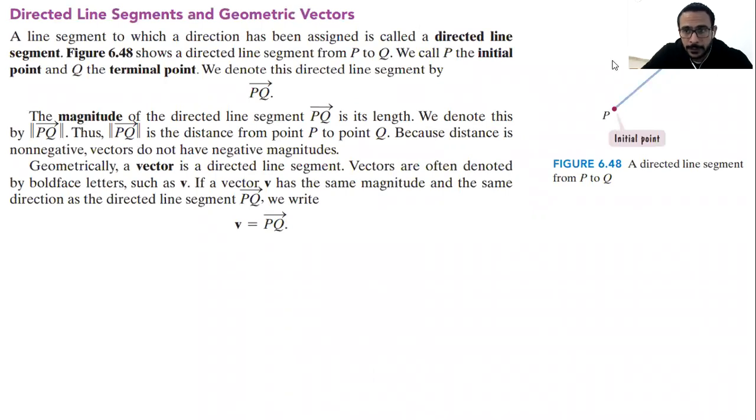Let's start with vectors. As you see, the vectors you studied in physics. So quickly, what is the directed line? It's a line segment to which a direction has been assigned, and it is called the directed line. It has an initial point which is P and the terminal point, the ended point, which is Q.